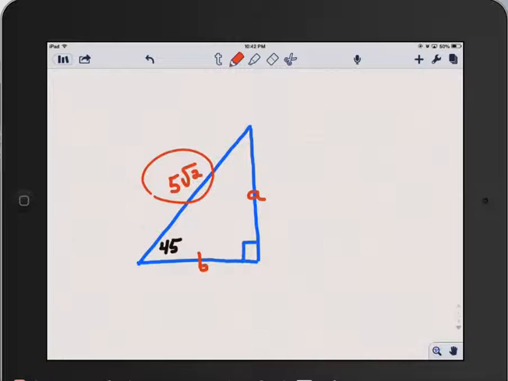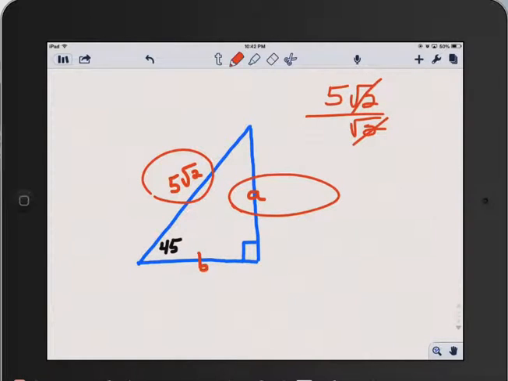of 2. So the theorem states that a leg, such as A, times the square root of 2 gives you the hypotenuse. So the hypotenuse divided by the square root of 2 should give you the length of a leg. So in this case, the square roots of 2 cancel and we get A is equal to 5 and B is also equal to 5 because the two legs are equal.